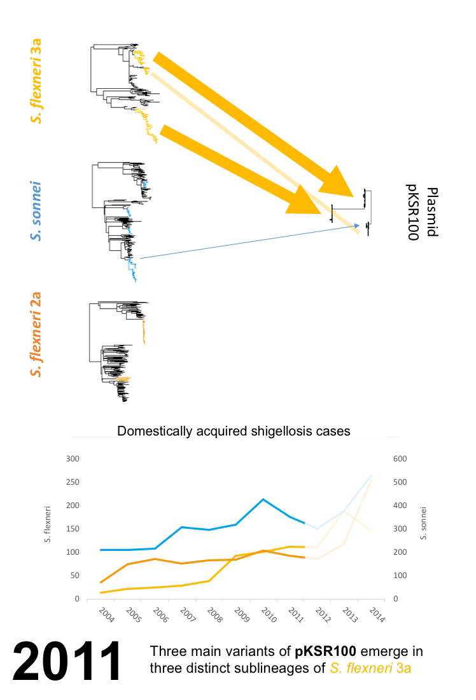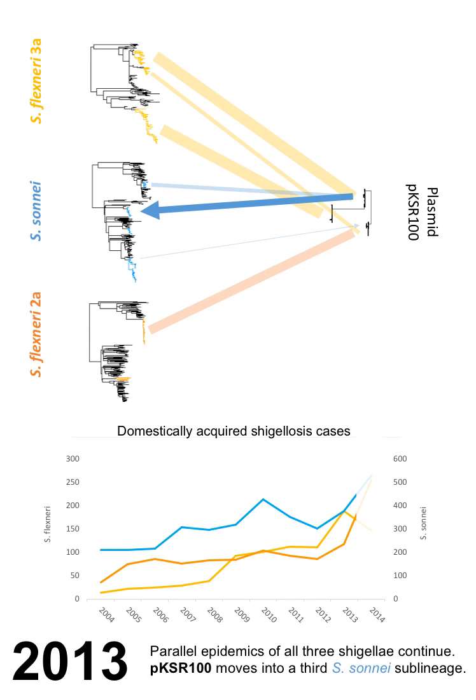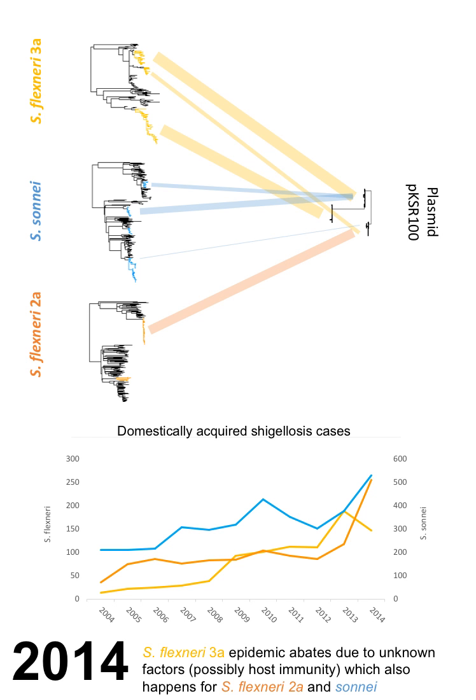In 2012, we then saw the plasmid move into another sublineage of Shigella sonnei, and also into the orange type of Shigella, Shigella flexneri 2a, where you can see that it starts to trigger an epidemic increase in that pathogen. In 2013, we see the plasmid move into yet another sublineage of Shigella sonnei, and in 2014, the epidemics of Shigella sonnei and Shigella flexneri 2a are well underway.